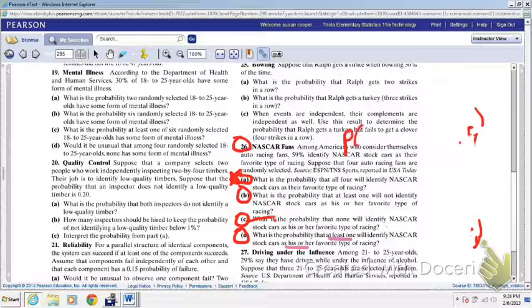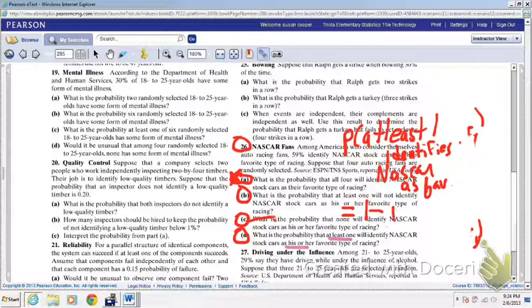The probability that at least one identifies NASCAR as their favorite is equal to 1 minus the probability that none ID NASCAR as their favorite. But what's the probability that none of them ID NASCAR as their favorite? Oh, you had figured that out in the part above, in part C.